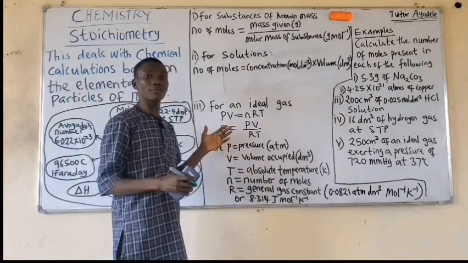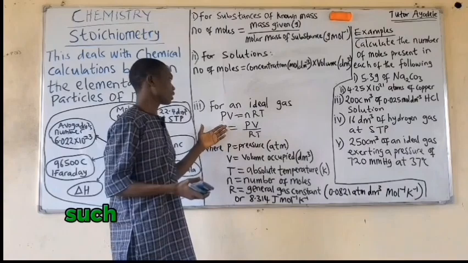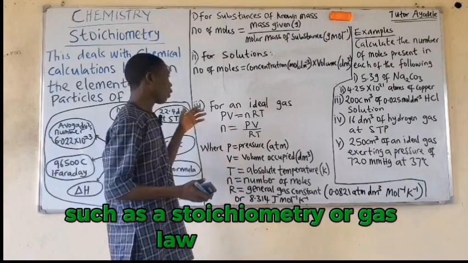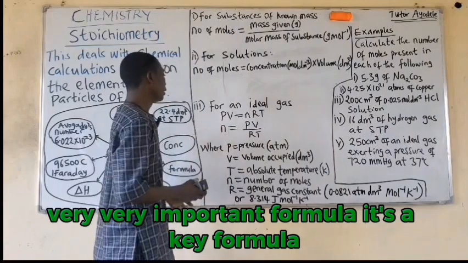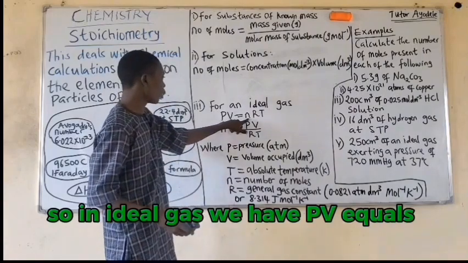The ideal gas equation is one of the formulas that is very essential when we are dealing with calculations in chemistry, such as stoichiometry. So our ideal gas law is a very, very important formula.